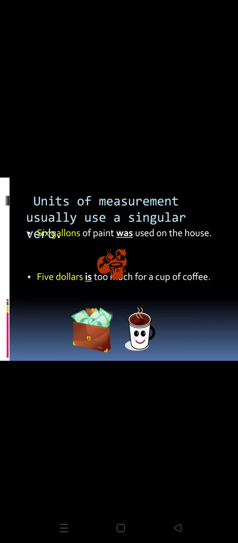Units of measurement usually use a singular verb. Six gallons of paint was used on the house. So, $5 is too much for a cup of tea.